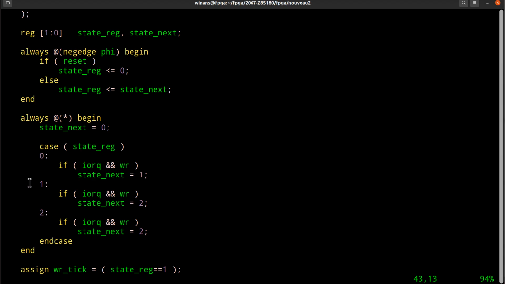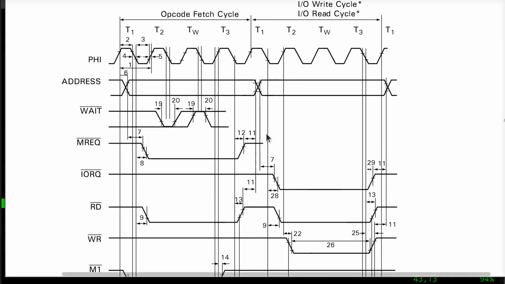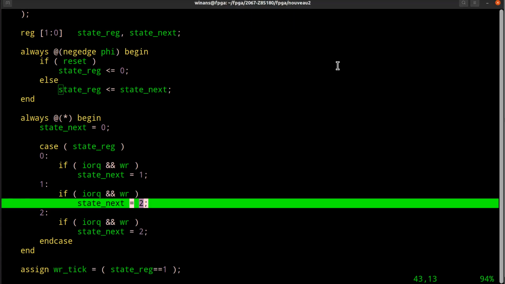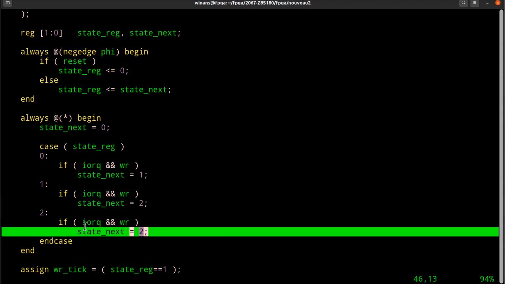When I'm in state 1, I then continue to look at IO rec and write, and if it stays true, which it will for a little while, I say move on to state number 2. So it becomes true right here. It stays true for a while. Here's my write down here in my IO rec. Stays true, and I move on to state number 2 on the next falling edge right here. Okay? In state number 2, if it's still true, I stay in state 2 forever.